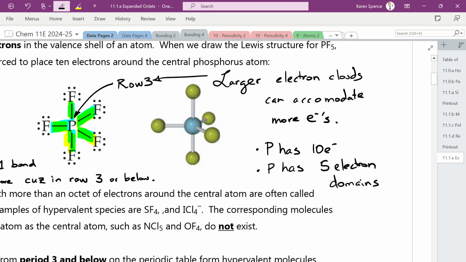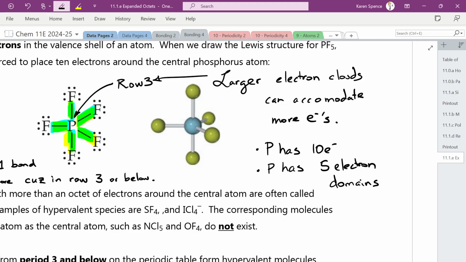And if we look at the structure, I'm still having problems finding... I got to start sorting these into boxes. Ah, there we go. Okay. So we have P, F, F, F, F, F. Okay, one at the top, one at the bottom, and then 3 around the middle like a little tutu. Yes? 3 around the middle like a little tutu.